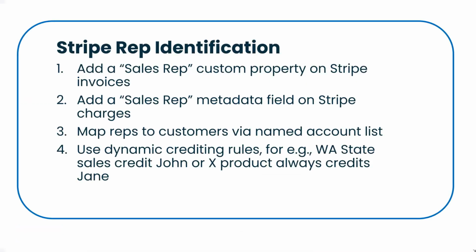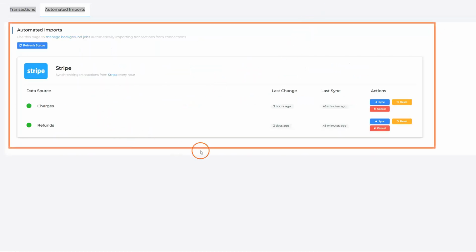For example, you could add a sales rep custom property on Stripe invoices or add a sales rep metadata field on Stripe charges. You can also map reps to customers via named account list or use dynamic crediting rules. For example, Washington State Sales Credit John.